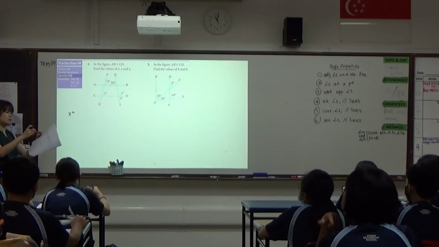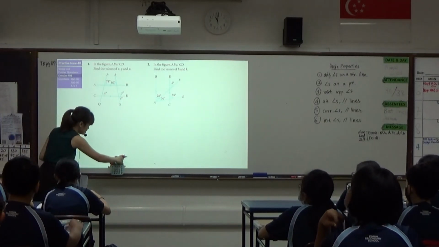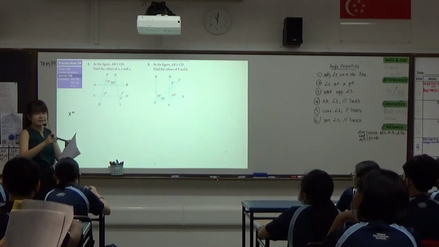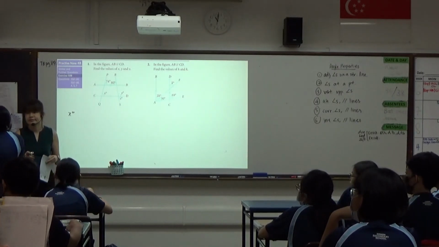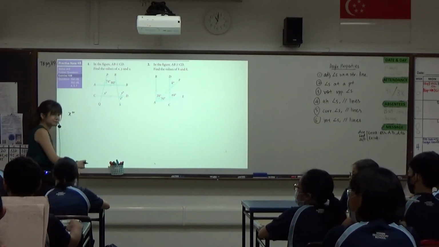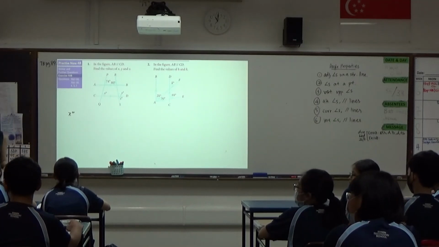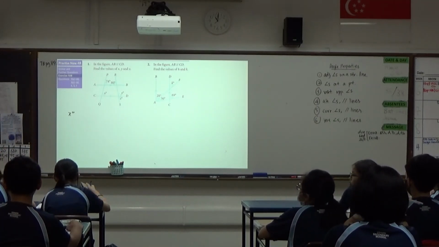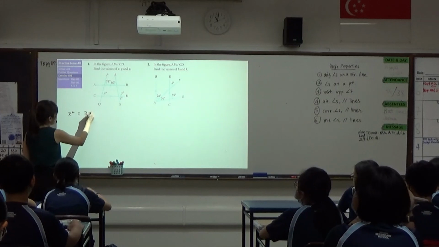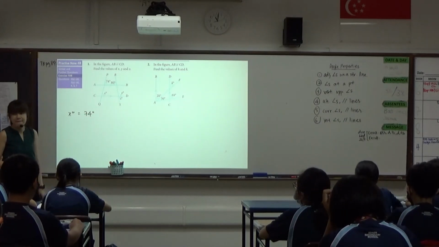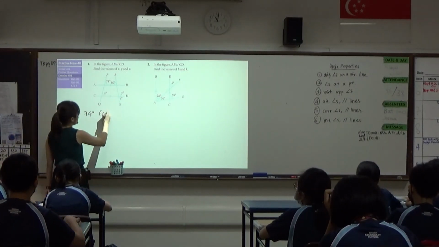Z, very fast. Yes. 74 degrees, and the reason is because of corresponding angles, parallel lines. Great.